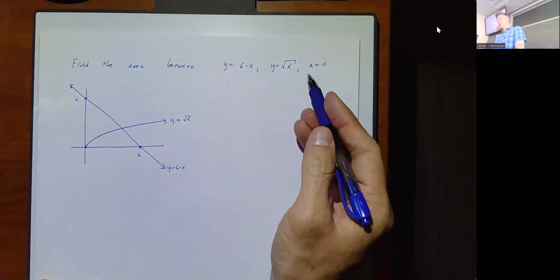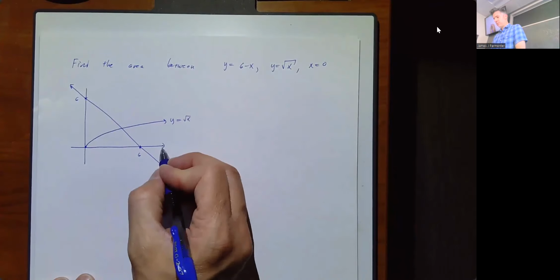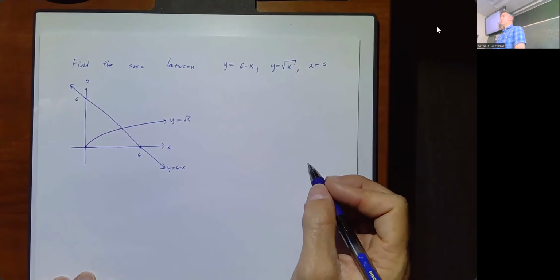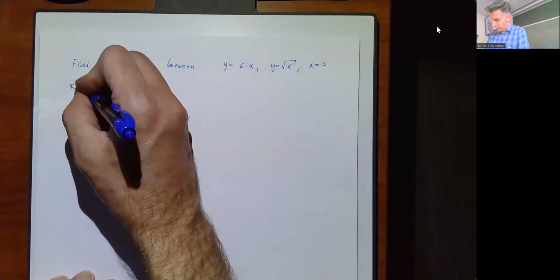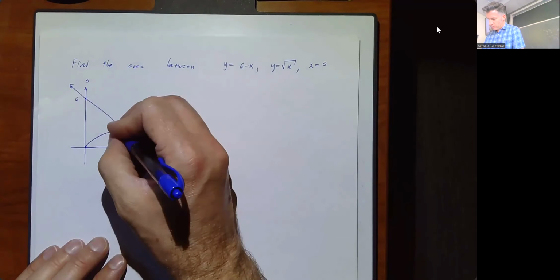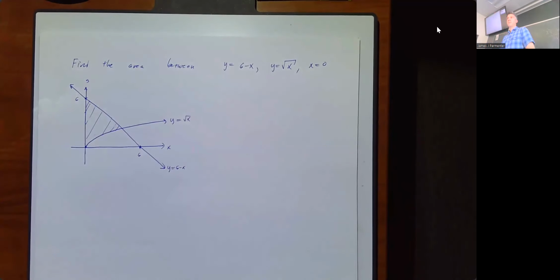And x equals 0 is the y-axis or the x-axis? Good question. Is it a vertical line or a horizontal line? Vertical. It's right here. There's x equals 0. So we're looking at this region here. Which I suppose, no, let's just be smart.